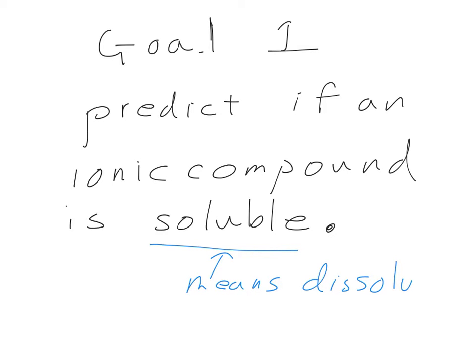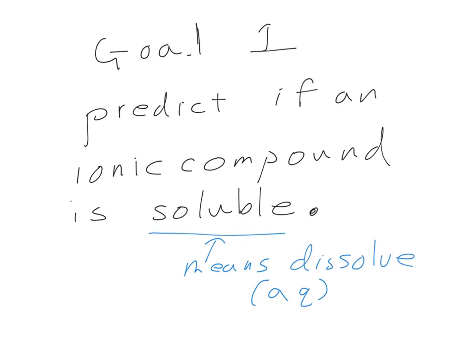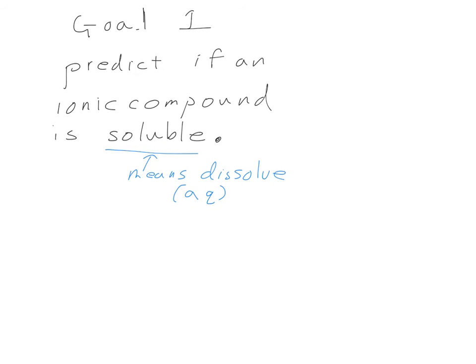And how do we denote something in terms of phases when it's capable of being dissolved in water? When something is capable of being dissolved in water, we write an AQ next to it for aqueous phase. The opposite of being soluble is insoluble.